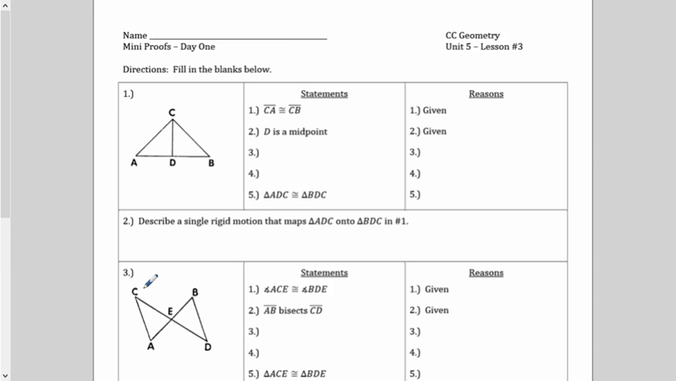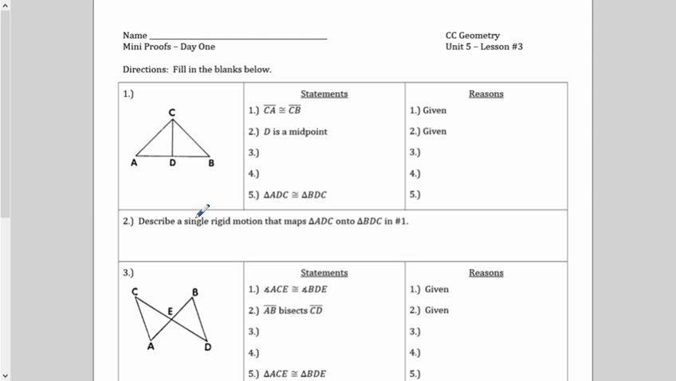Okay, so let's do a mini proof. We're going to fill in the blanks. If you take a look at number 1, all the way in step 5, we want to prove that triangle ADC is congruent to triangle BDC. And we do that by using one of the 5 methods that we talked about in class.